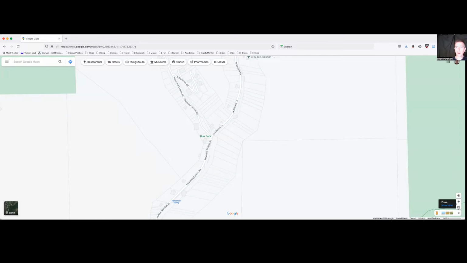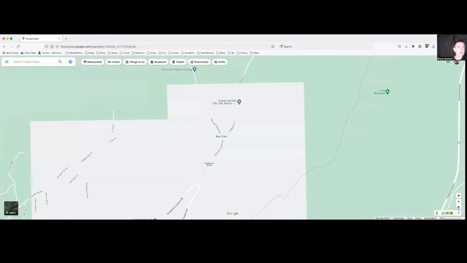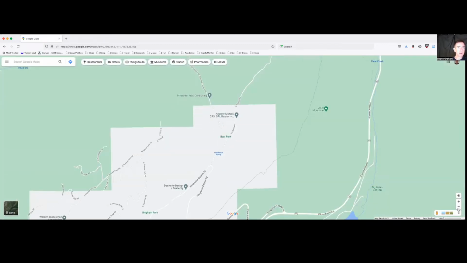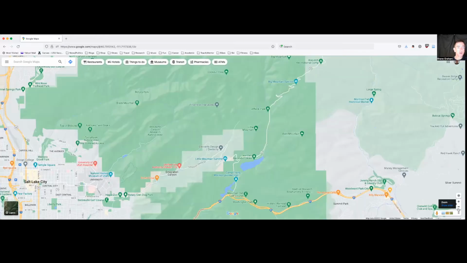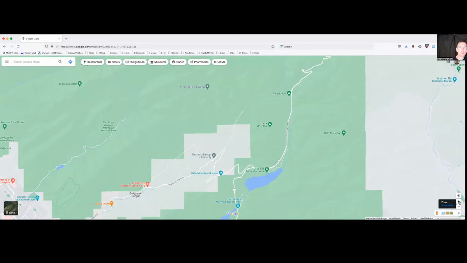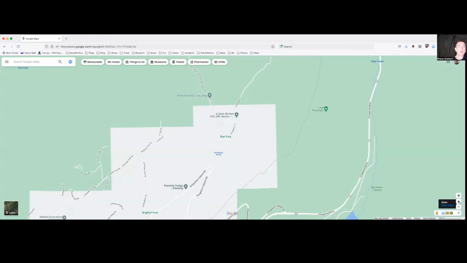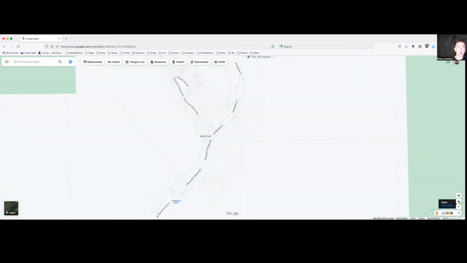Not so helpful, right? In order for that to give you any sense of perspective, you need to zoom out three or four clicks. Okay, so it's up Emigration Canyon Road, just east of Salt Lake City. That helps. If I know a little bit about Salt Lake City, I can now find my way here. But imagine instead that Google Maps starts with this larger view, and then you slowly zoom in to the particular location that you're looking for.